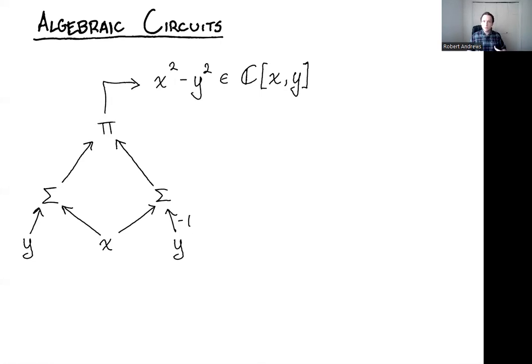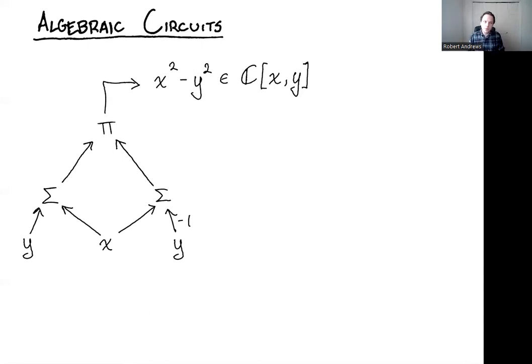Now, these circuits, we're going to view them as computing polynomials syntactically. So they compute a polynomial as a formal sum of monomials. That is to be contrasted with, for example, computing a polynomial as a function, but it turns out those notions, at least over the complex numbers, they coincide.